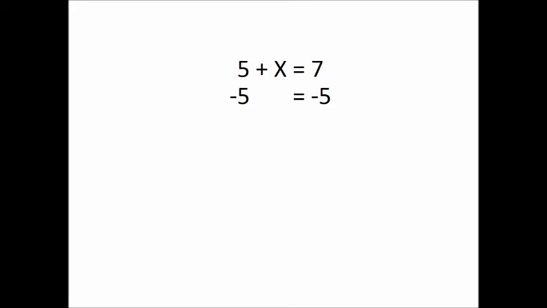So now what we're going to do is actually start canceling and subtracting. So 5 minus 5 is 0. In a second, I'm going to cancel it, cross that out. And then 7 minus 5 equals 2. So that's basically done right over there.